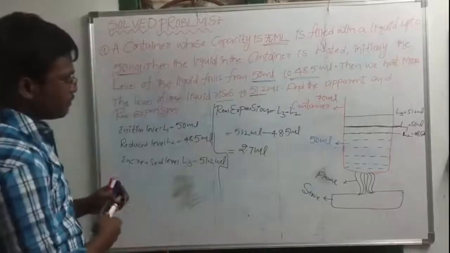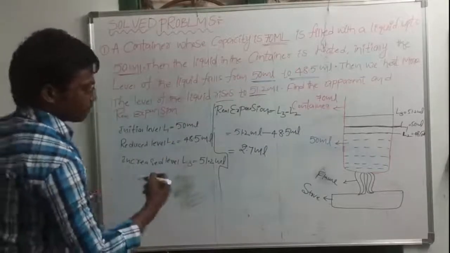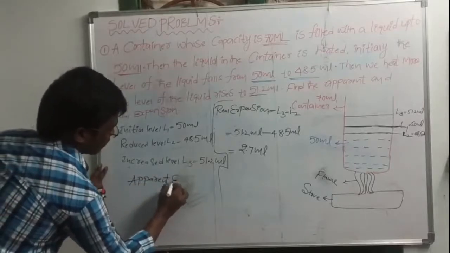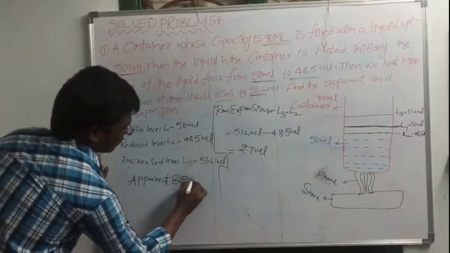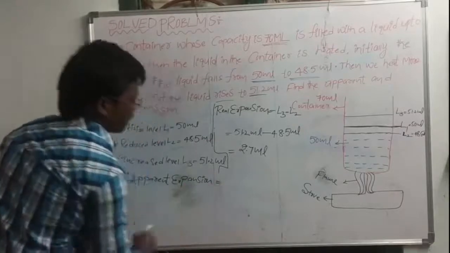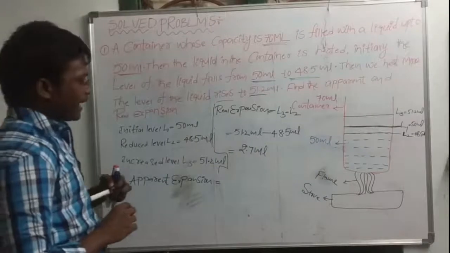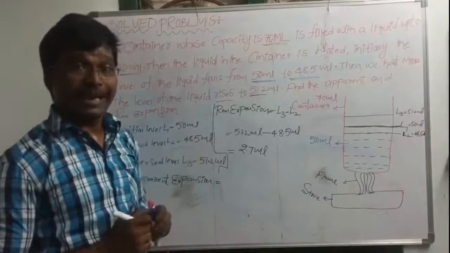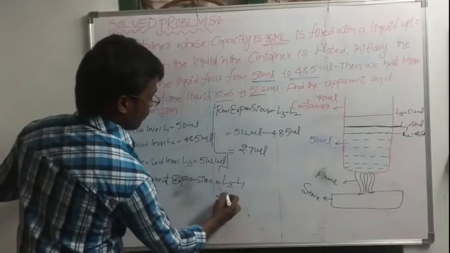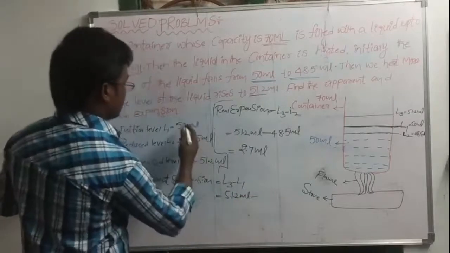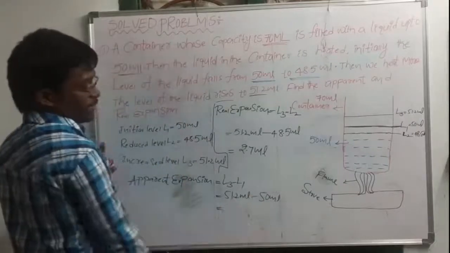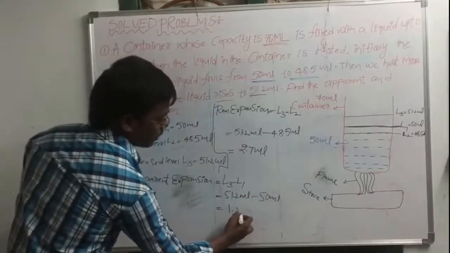Now, apparent expansion. What is the formula of apparent expansion? L3 minus L1. So here L3 value 51.2 ml minus L1 value 50 ml. So it is equal to 51.2 minus 50, 1.2 ml.